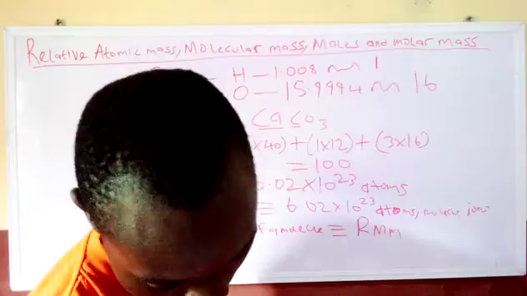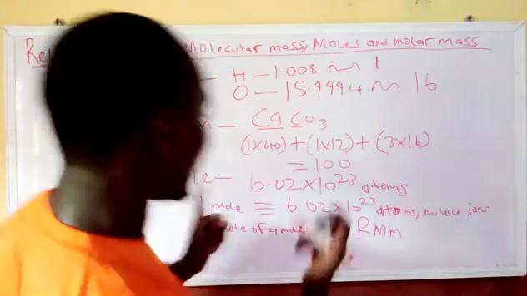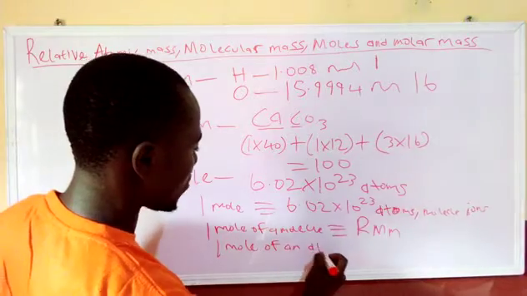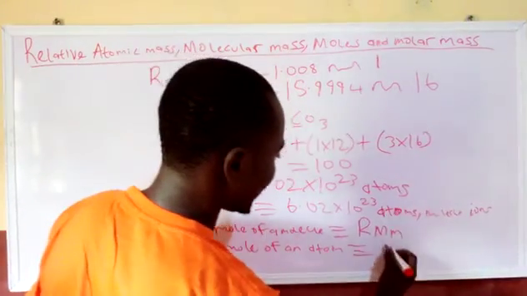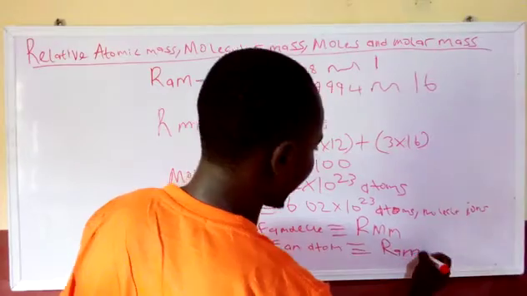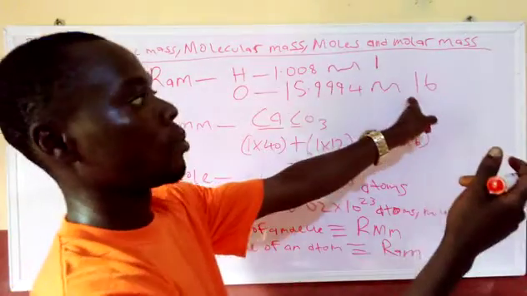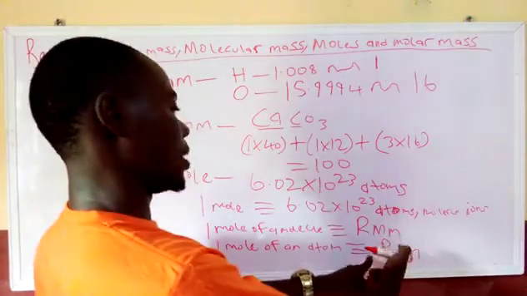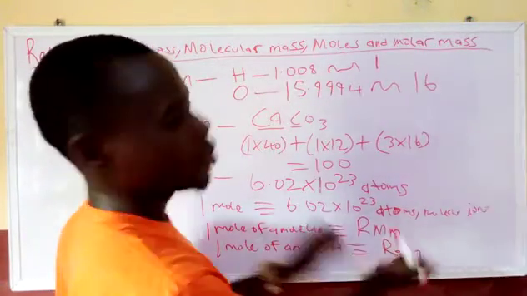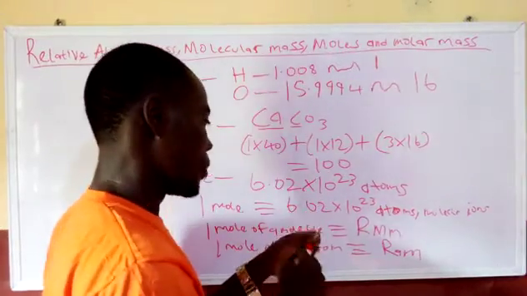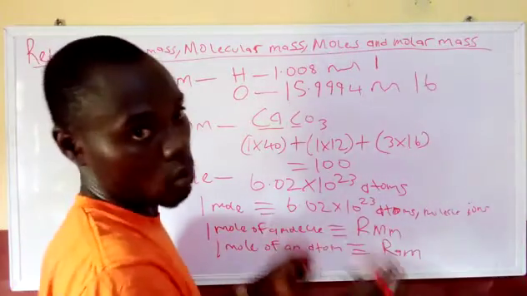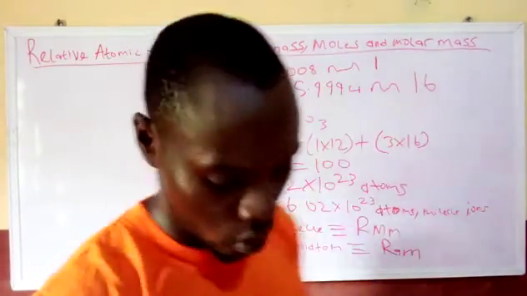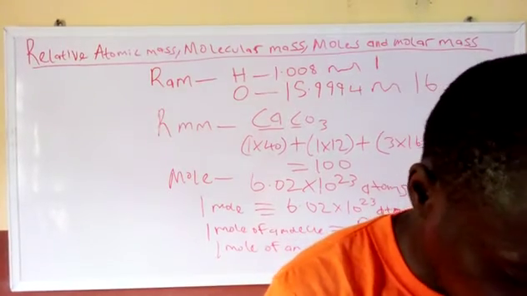The same way, let me look for another relation. 1 mole of an atom is equivalent to the relative atomic mass. For example, the relative atomic mass of oxygen is 16. So 1 mole of atoms will contain 16 grams. So take note of it, because you will be needing these relations in subsequent calculations, and most of the calculations in chemistry. So it's very important. That was why I brought them out for you. So let's move forward. We are moving gradually.